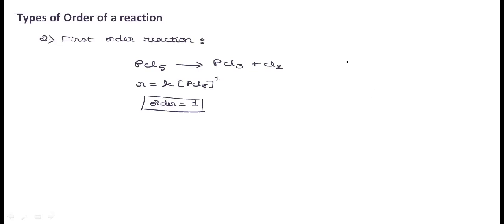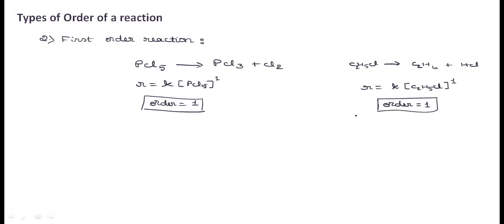Similarly, we'll take another example. Ethyl chloride decomposes to give ethene and HCl. Again, if you write the rate expression, R is equal to K into concentration of C2H5Cl power 1. So the order of the chemical reaction in this case is again equal to 1. Such chemical reactions, which proceed directly proportional to the molar concentration of the reactant, are referred to as first order reactions.